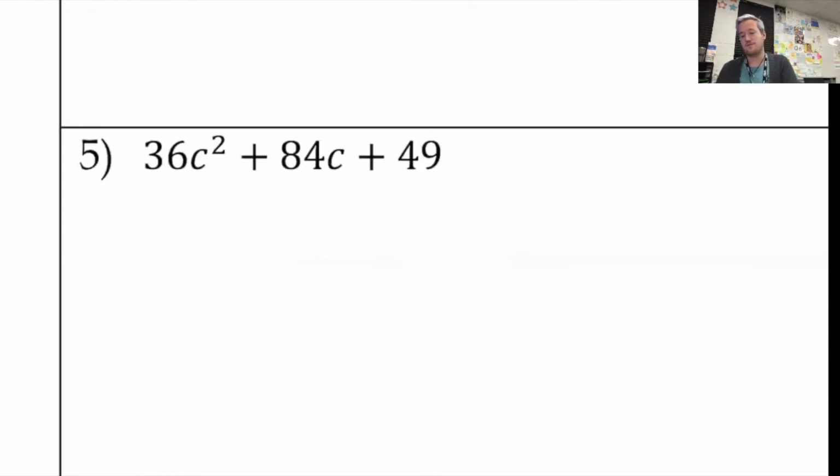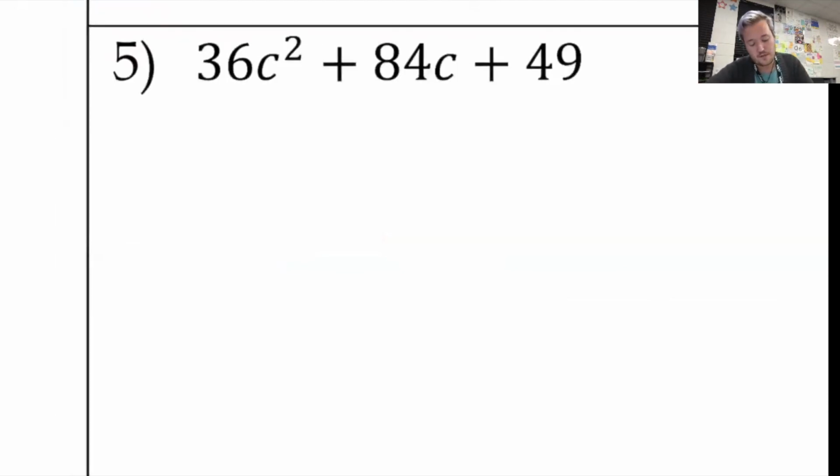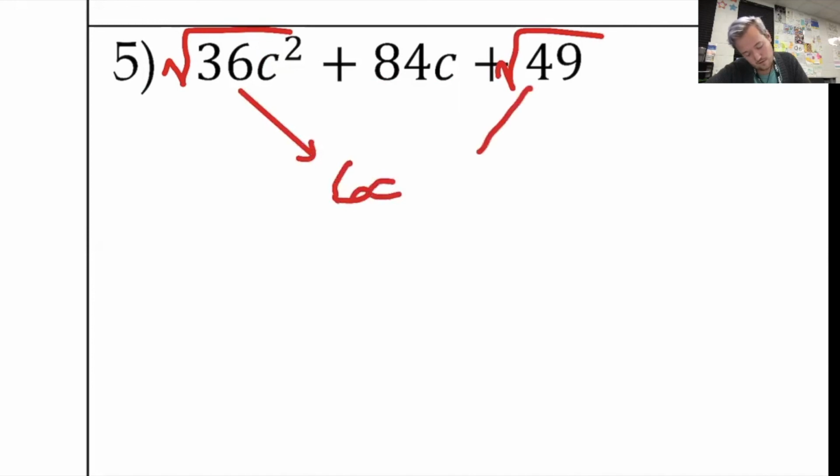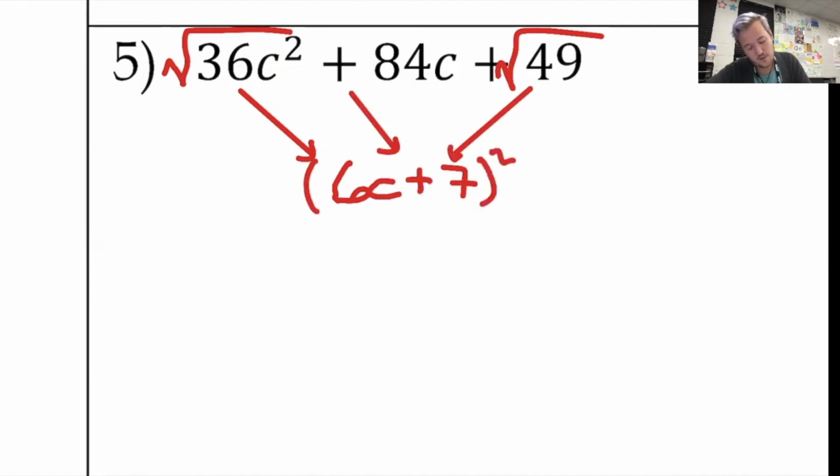Number 5. All right. So now for this one, 36c squared and 49 are both perfect squares. So I can take the square root of both. So I'm going to have 6c and 7. Keep the sign of b. So 6c plus 7, all squared.